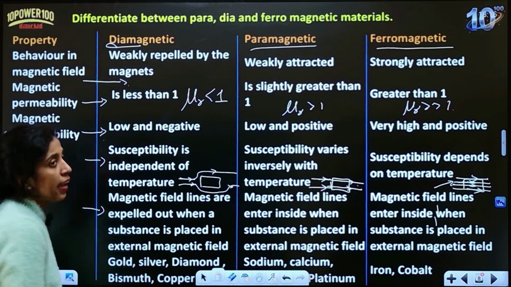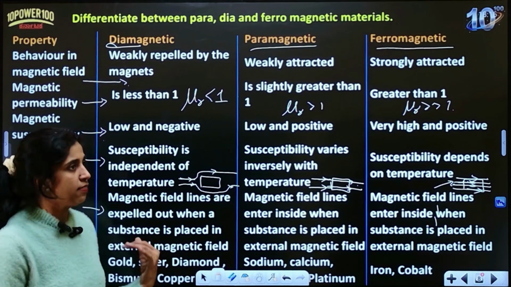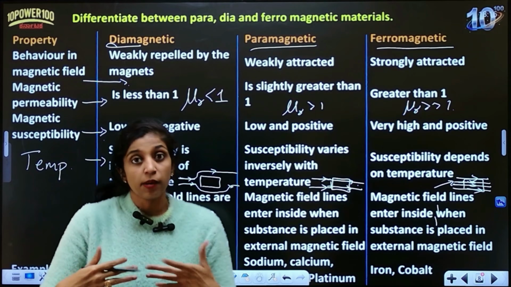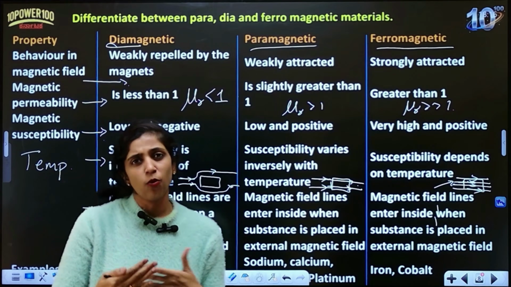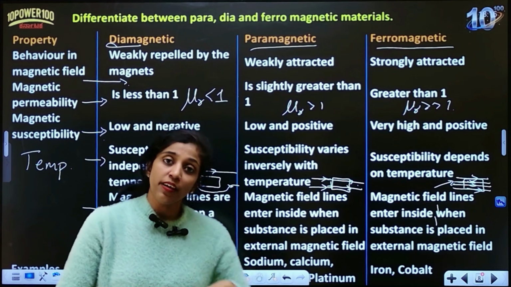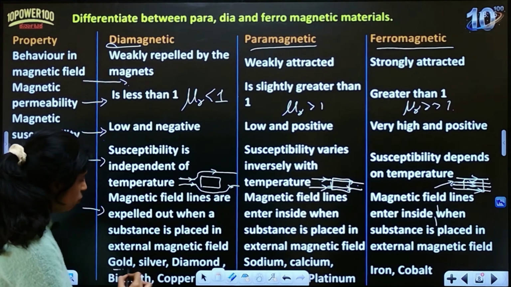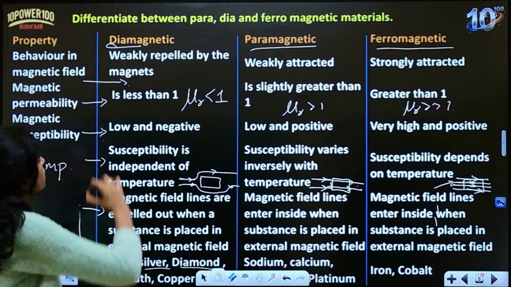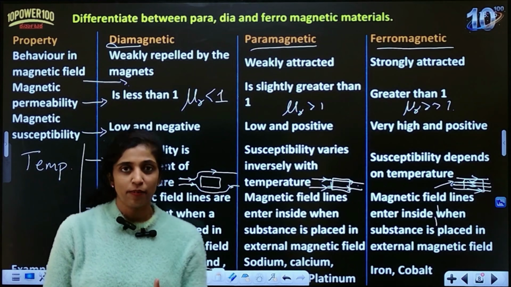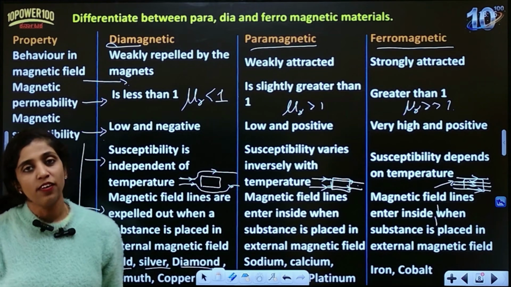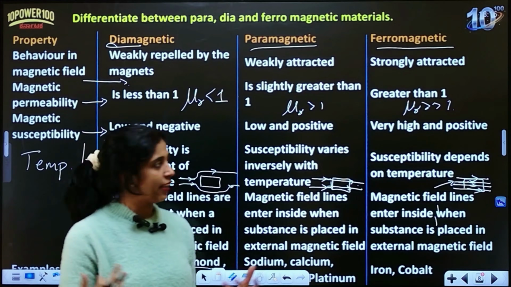Then coming to the examples. For a diamagnetic material, diamagnetic is what will repel. I think women are mostly attracted towards gold, diamond, and all, right? But dia is something which will repel. So in that way you can think of the examples for dia: diamond, gold, silver are all examples of diamagnetic materials. Women are strongly attracted towards diamond, gold, silver, but dia is something which will repel.